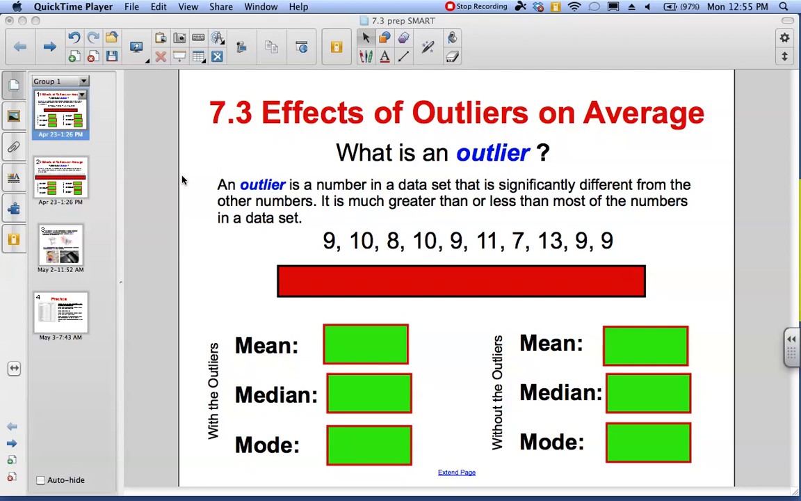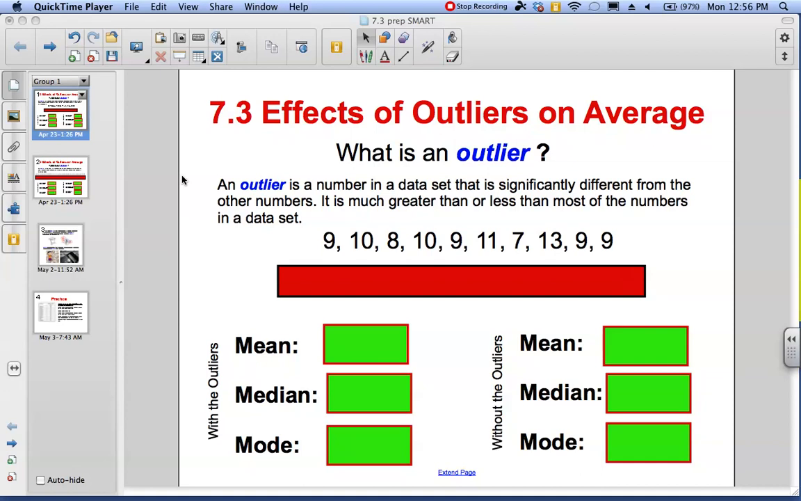Section 7.3, we're going to look at the effects of outliers on average. And what is an outlier? Well, an outlier is a number in a data set that is significantly different from the other numbers. It is much greater than or less than most of the numbers in a data set.